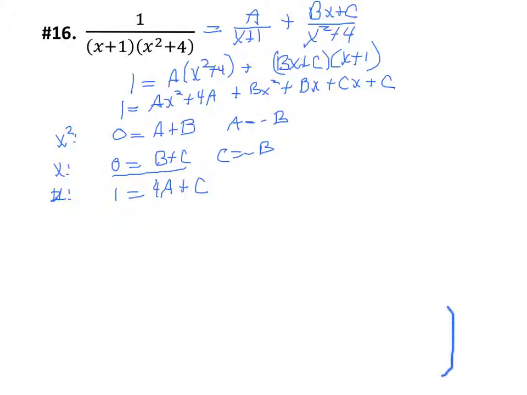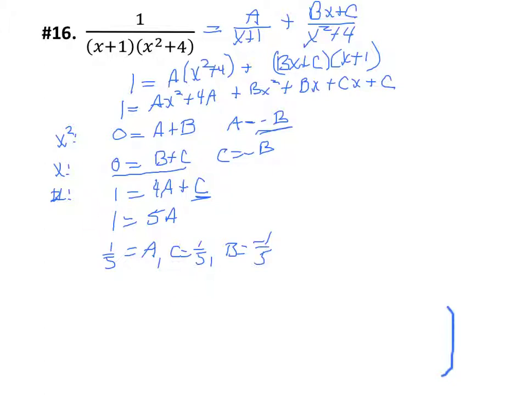So now if A and C are equal, then I can replace this with an A, right? So then I get 1 equals 4A plus A, which is 5A. So A is 1/5. Well, if A is 1/5, guess what C is? And guess what B is? B is negative 1/5. We're done, people. That's why we like systems.